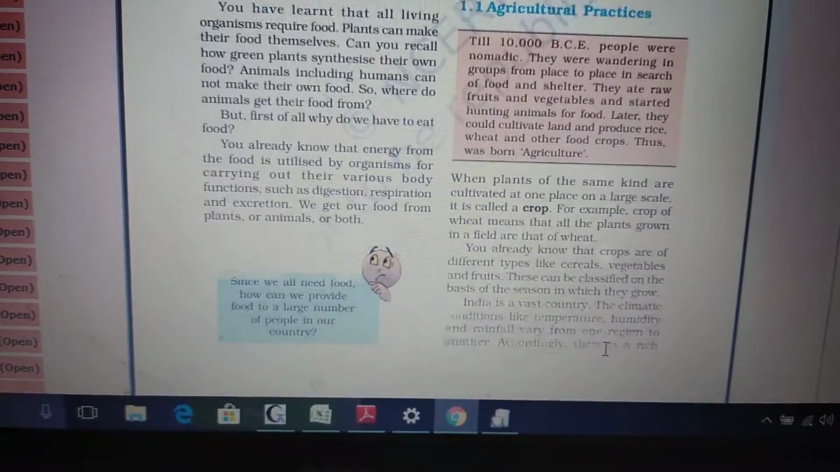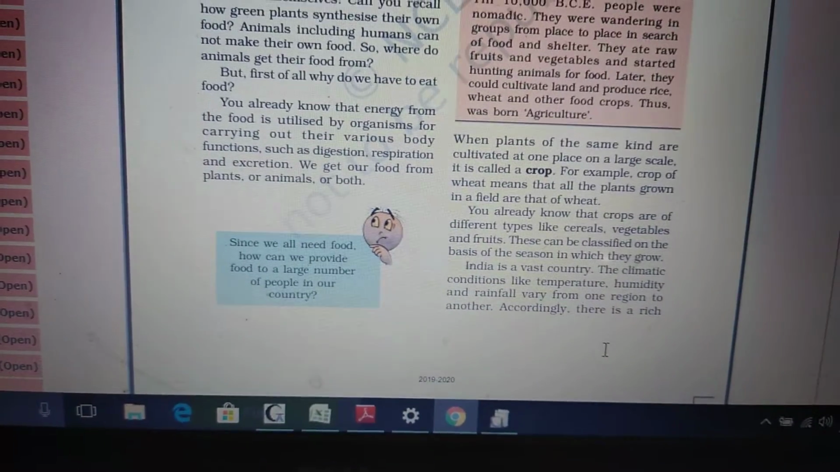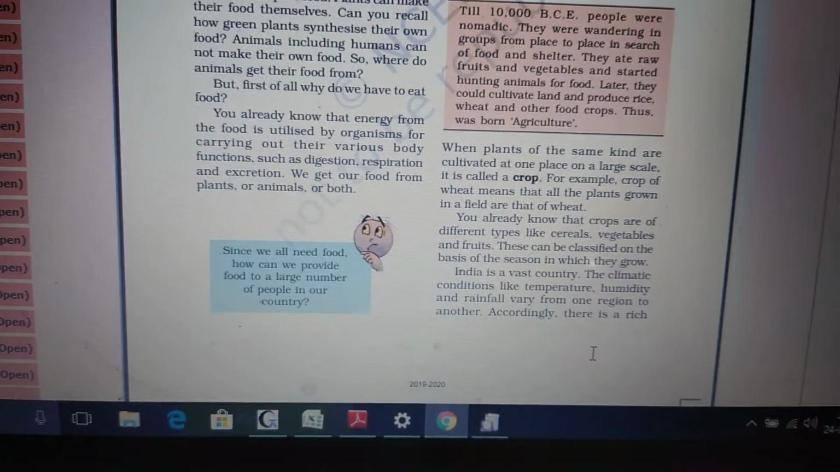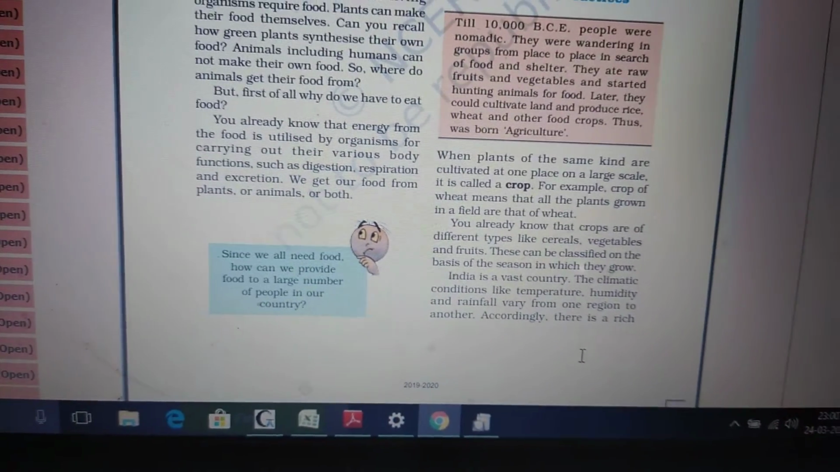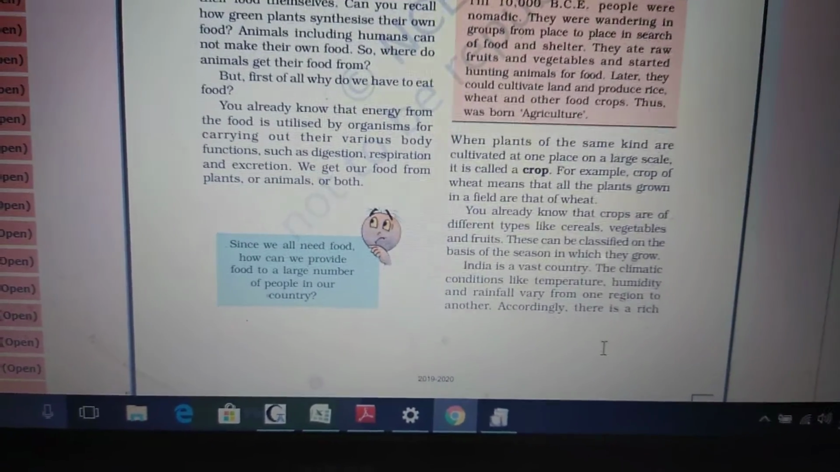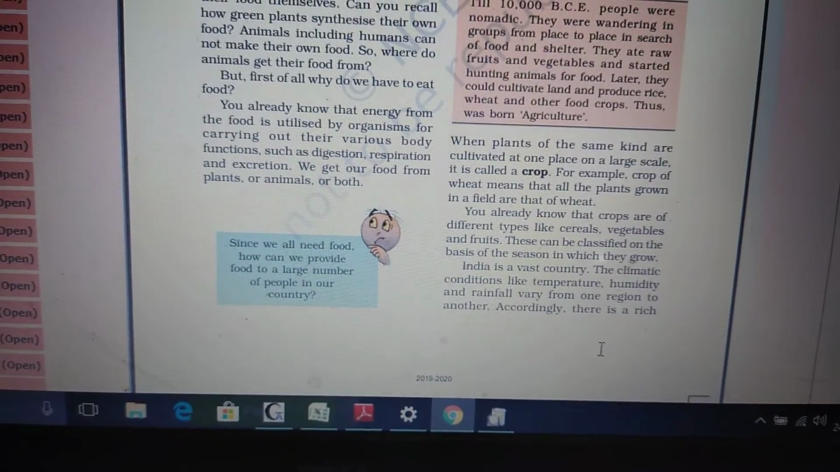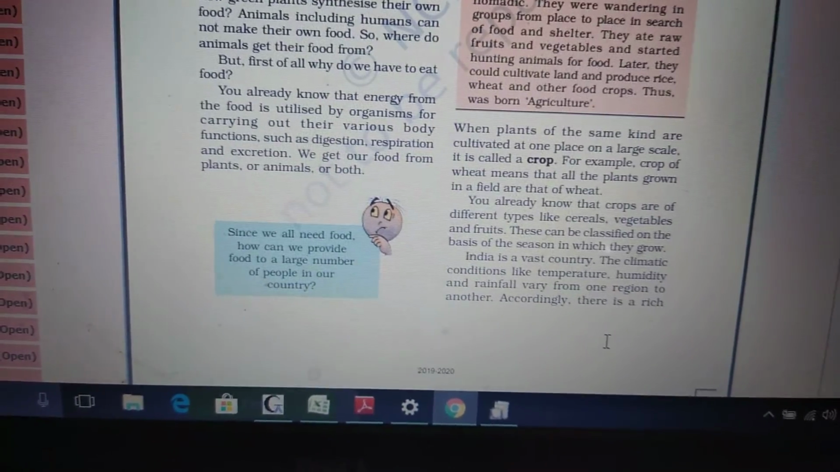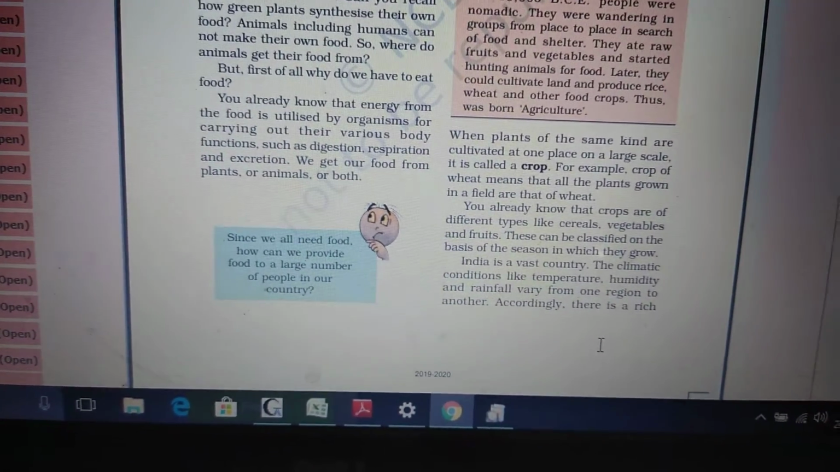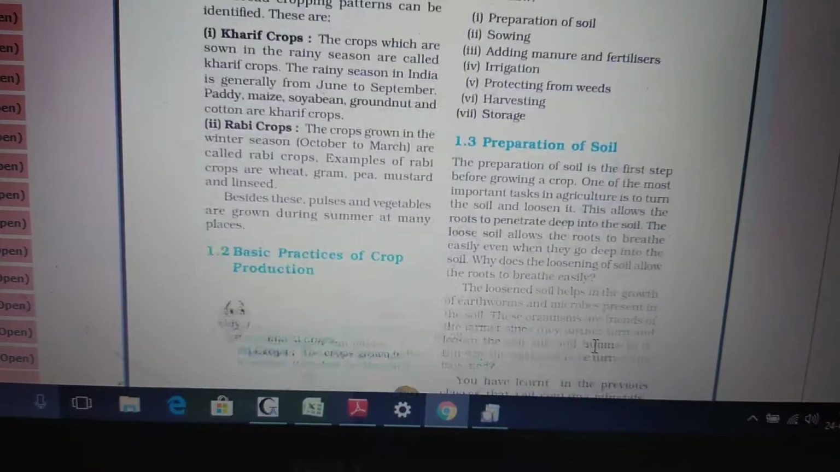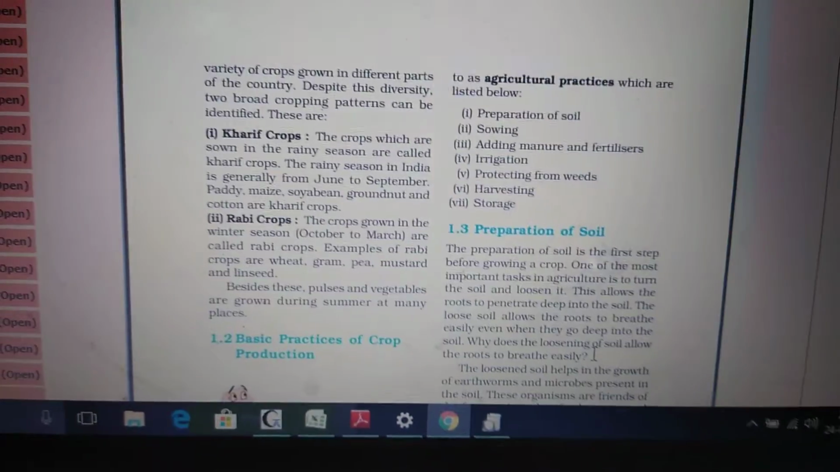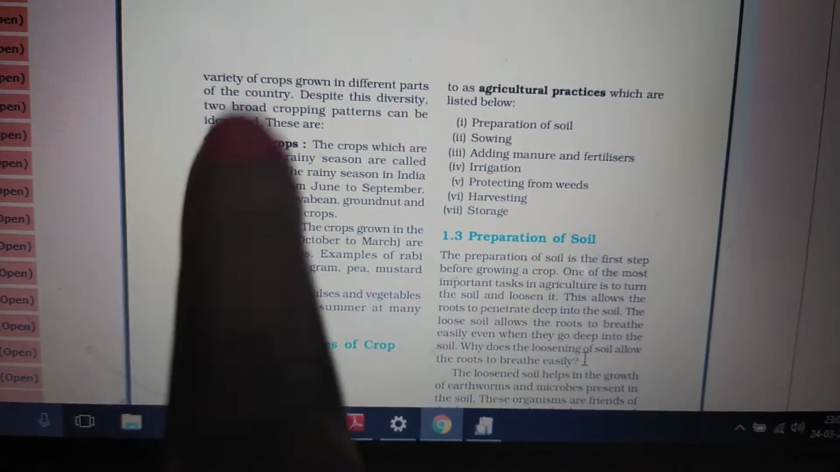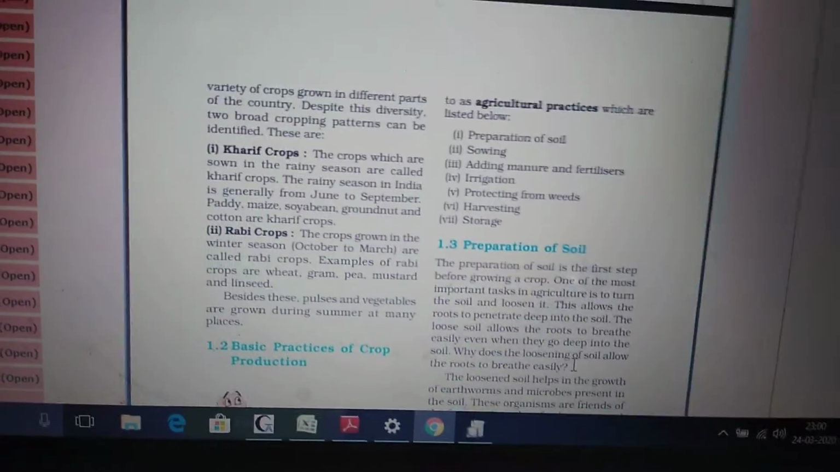Now crops are of different types, like cereals, vegetables, fruits. They can also be classified based on the seasons they grow: summer crops, winter crops, everything. The climatic conditions like temperature, humidity and rainfall vary from one region to another. According to these, crops are broadly classified into two: one is the kharif crop and one is the rabi crop.